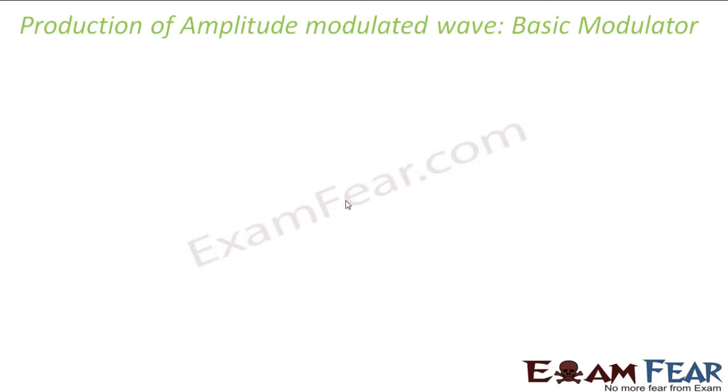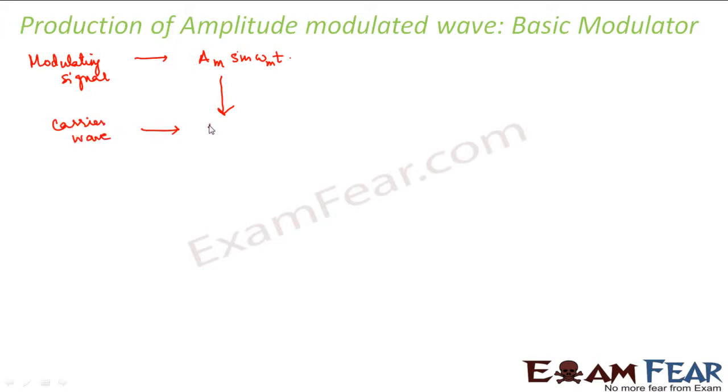So basically the device which actually produces this modulated wave is known as a modulator. So we are now studying the structure of a basic modulator. What is the basic thing that we have? We have a modulating signal. A modulating signal is like this: Am sine omega m t. Now when this modulating signal is added to a carrier wave, a carrier wave looks like this: Ac sine omega c t.